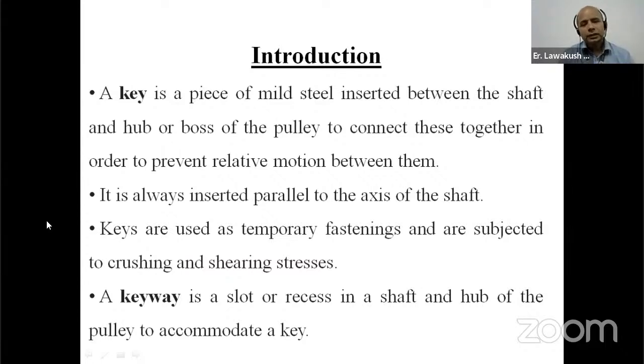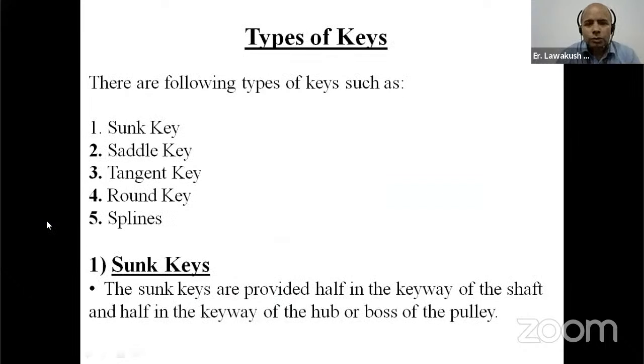A keyway is a slot or recess in the shaft and hub of the pulley to accommodate a key. Now we will go through types of keys. There are the following types of keys: first one is the sunk key, second one is the saddle key, third one is the tangent key, fourth one is the round key, and last one is the splines.